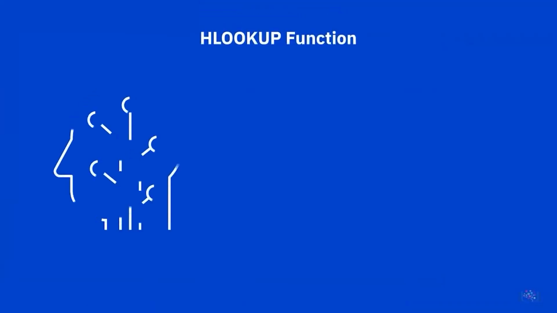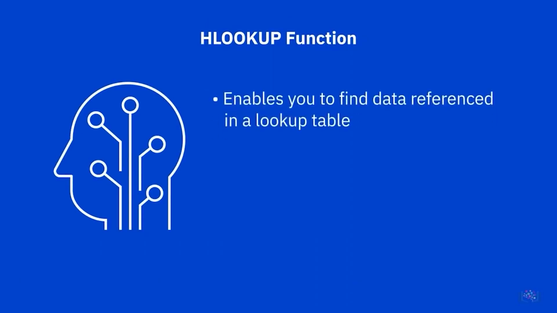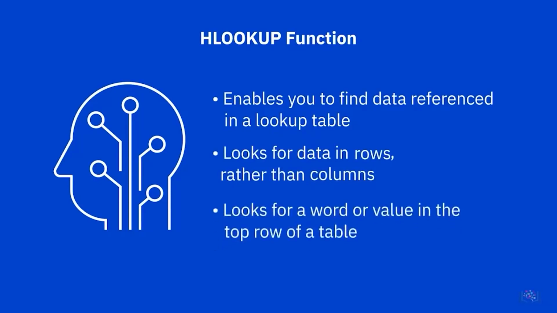Let's now take a look at the HLOOKUP function, which, as we mentioned earlier, does the same thing and works in virtually the same way as the VLOOKUP function, but it looks for data in rows rather than columns. So, HLOOKUP looks for a word or value in the top row of a table, and then returns a value in the same column from a row specified in the table array.